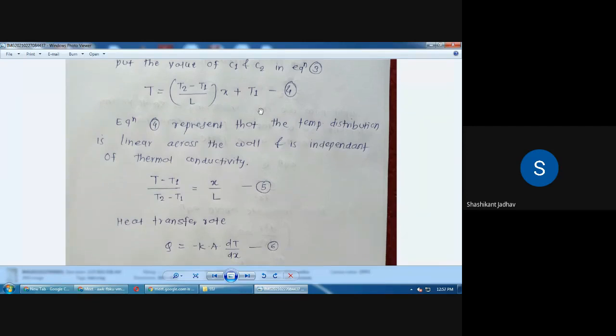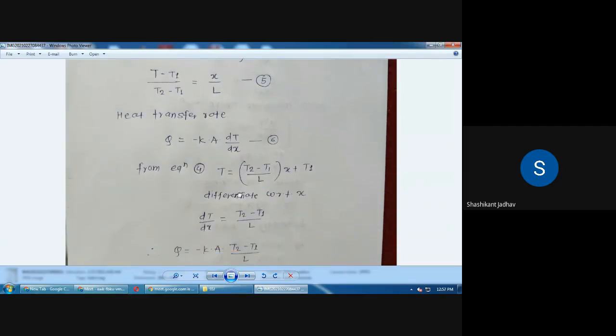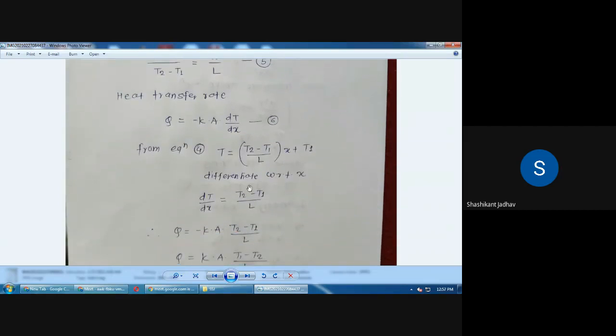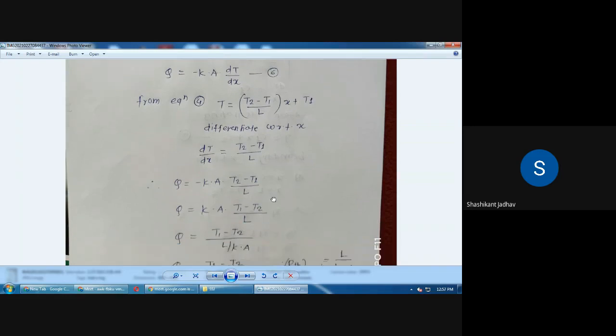So this is the equation same as y is equal to mx plus c. Therefore, the temperature distribution for the plane wall is a linear temperature distribution. So our aim is to calculate the rate of heat transfer. So Q is equal to minus K into A into dT by dx. The T value is known, so we take the derivative of T with respect to x, then whatever value we get, we have to put into equation number 6. So from that we get the value of Q.